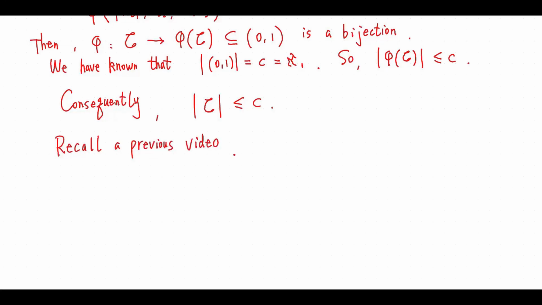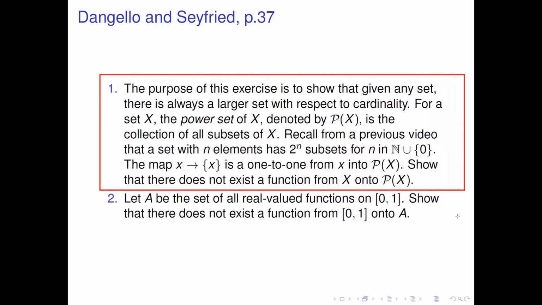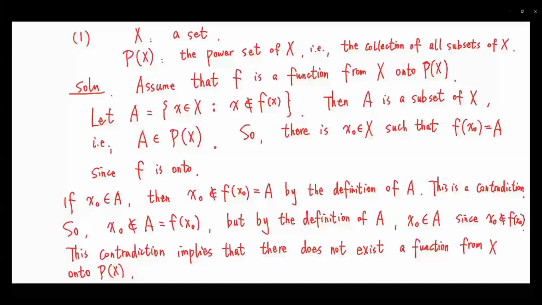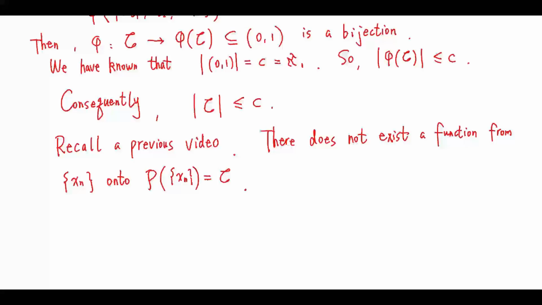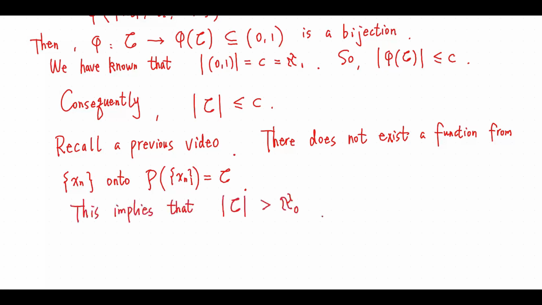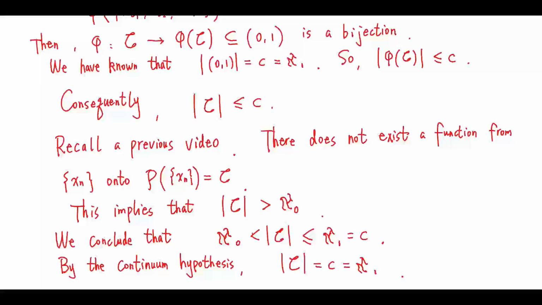Recall a previous video. There does not exist a function from the sequence xn onto C. This implies the cardinality of C is greater than aleph-nu. We conclude we have these inequalities. This implies this result.